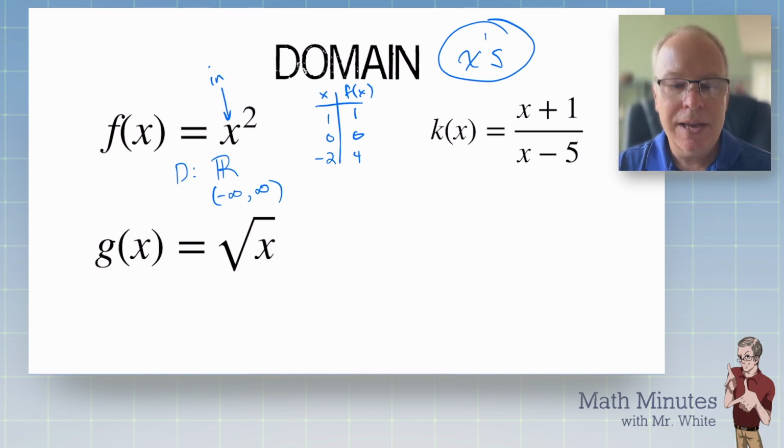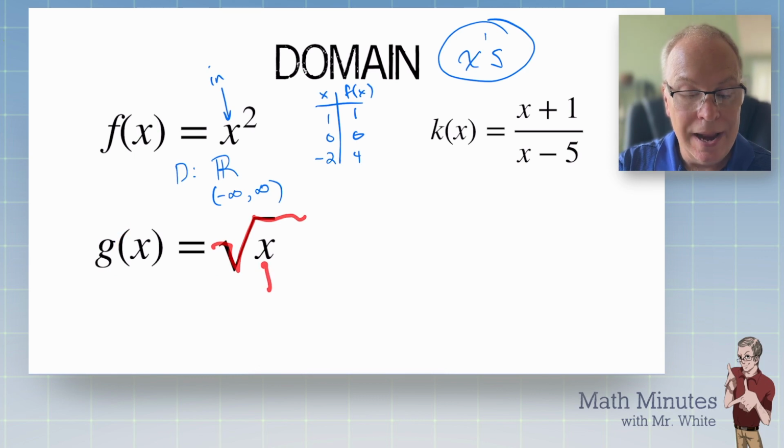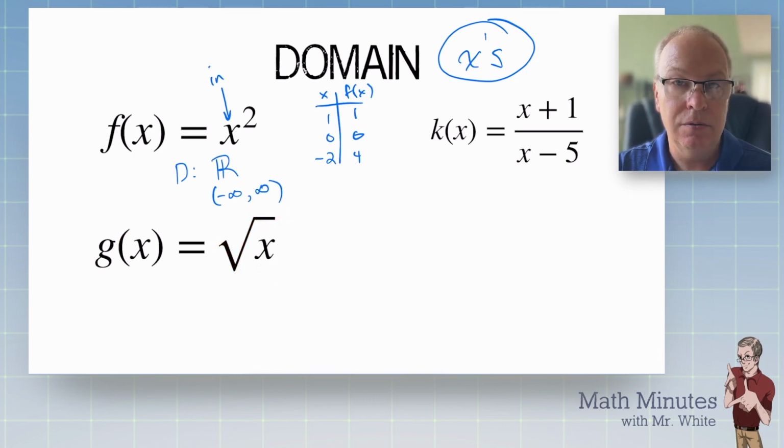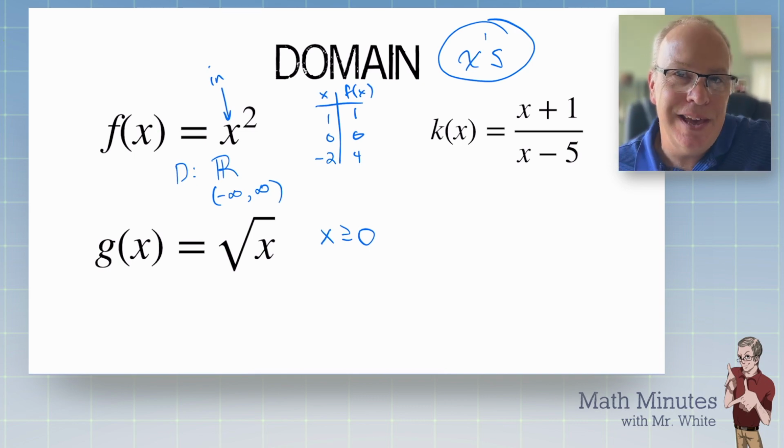Now let's look at g of x, because this is a little different. What do you know about square roots and what has to be true under the radical? Do you remember? Underneath the radical always has to be bigger than or equal to 0. Like you can take the square root of 0, that's 0. Square root of 1 is 1. Square root of 4 is 2, and so on. But the square root of negative 4, those are imaginary numbers, and I'm not going to deal with that here in this video. We're just dealing with the real number system.